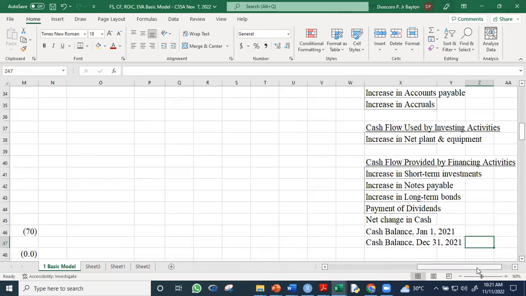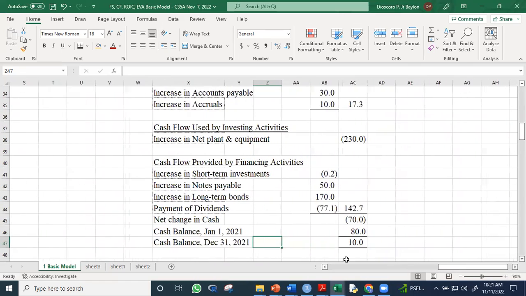Too small. Okay, so that's the last two lines. After we get the net change in cash, then we add the cash balance on January 1, okay, to get the cash balance of December 31. So this figure should reflect the actual. What was the cash balance in January 1? And then, of course, that will lead us to the cash balance of December 31. Okay, so let me give you again a few minutes.